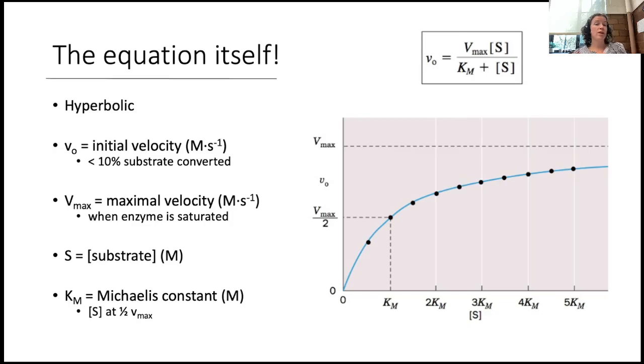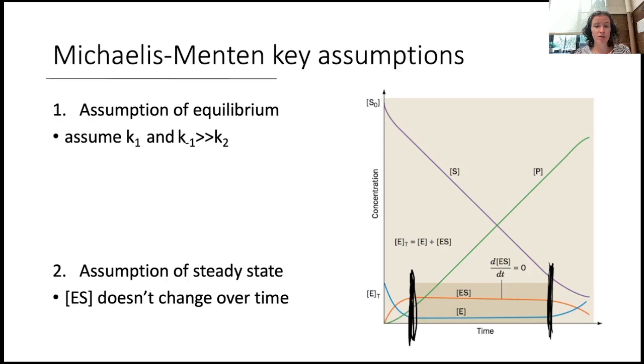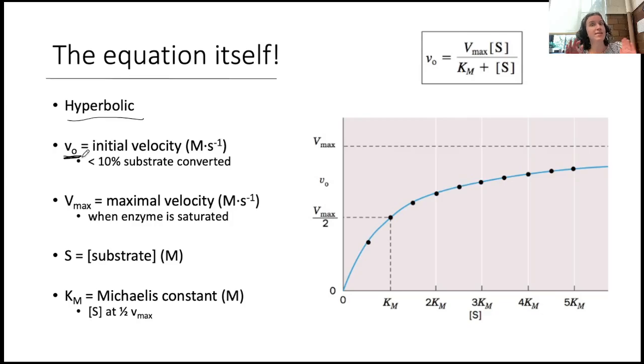Let's first just orient ourselves to the graph. It is hyperbolic, kind of similar to that myoglobin graph that we learned a while back. The y-axis is v0, initial velocity, and its units are moles per second. And remember that we want to be doing this when there's a lot of substrate, kind of on this graph that we pointed ourselves to. We want to make sure that we have lots and lots of substrate to enzyme to make sure that the setup is correct.